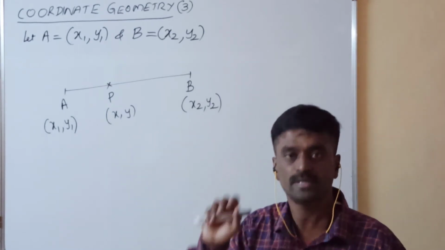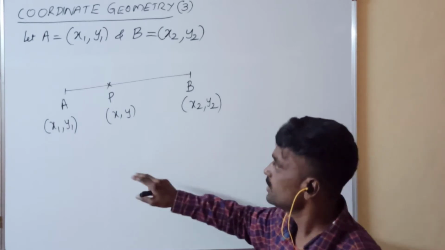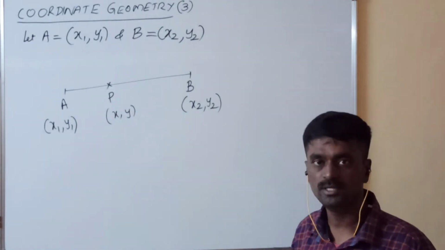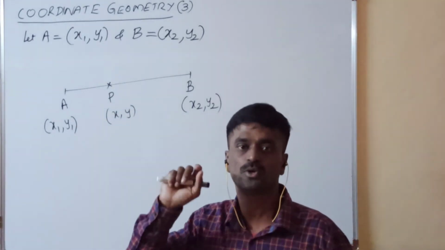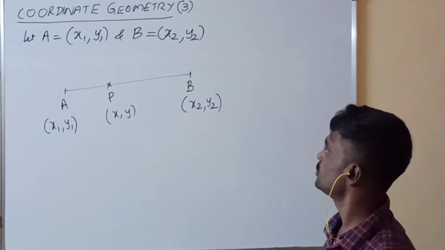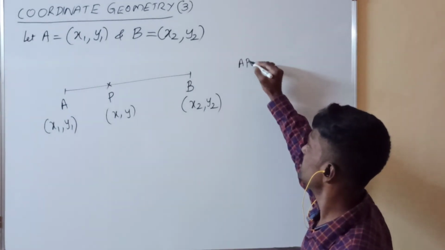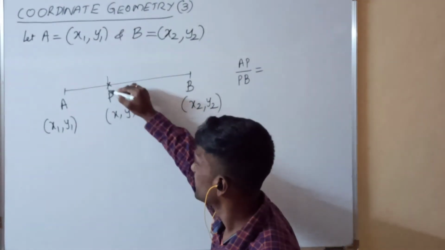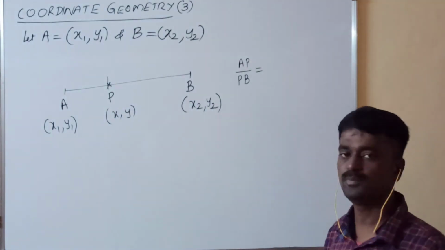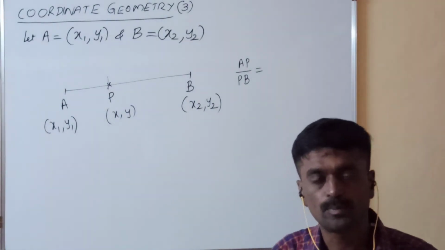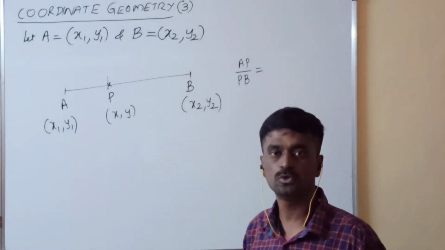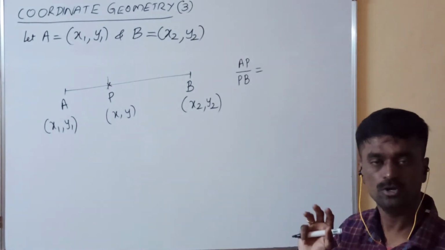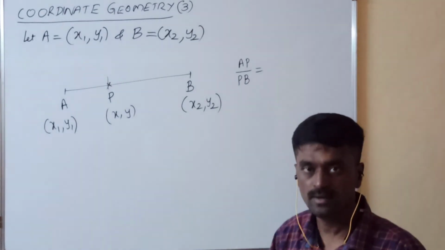Now you have to find the ratio. That means you have to find in what ratio the point P divides the segment AB. So I am going to give a direct shortcut formula. The ratio will be AP is to PB, or AP by PB. How can we find the AP by PB value in terms of the known values? Here A point, P point and B point are known, but we don't know the ratio. We have to find the ratio.